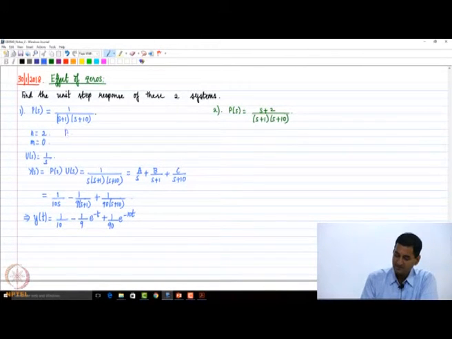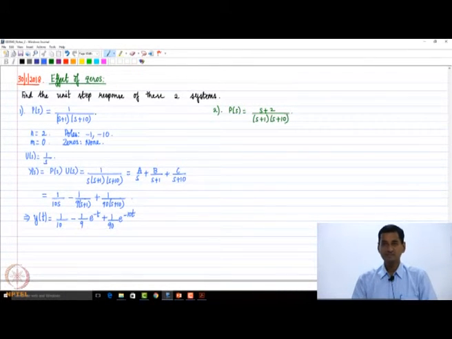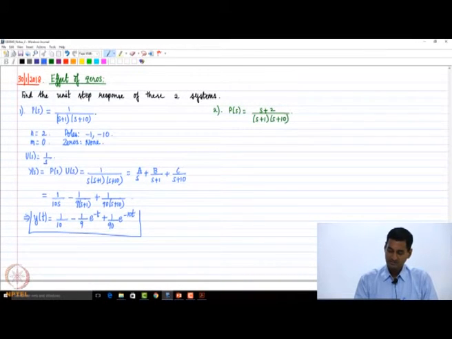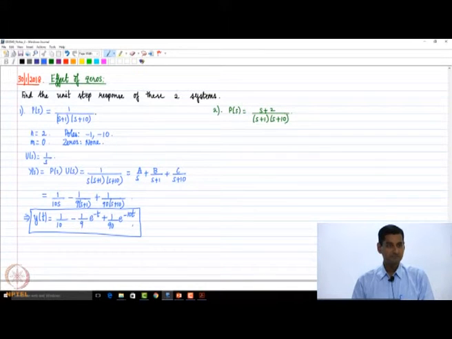Of course, here if you look at it, the poles are minus 1 and minus 10. Zeros, there are none, right? As far as this particular transfer function is concerned. So this is the output function for this particular system. Is it clear? So that's the output function, right?